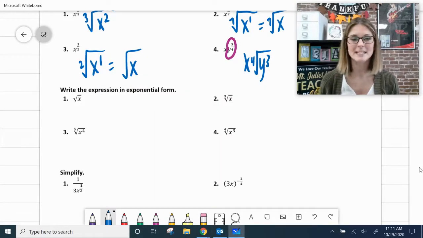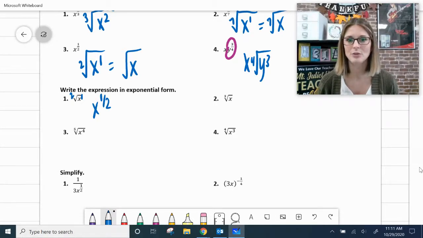All right, moving on to the second section, we are going to write the expression in exponential form. So we're just going backwards. We're going to take the radicals and write them with fractional exponents. So number 1, as I mentioned before, if there's not a number shown on your radical right there, it's an understood 2. And so if you look right above, we're just going backwards here with an understood 1. We have x to the, the index is my denominator. This is x to the 1/2.